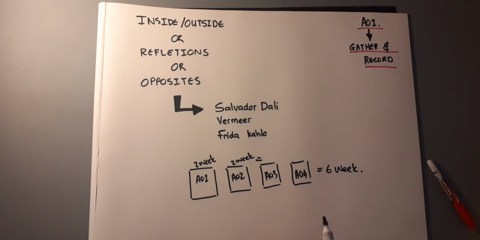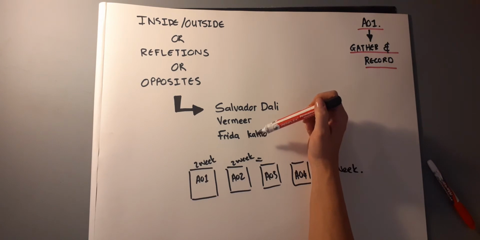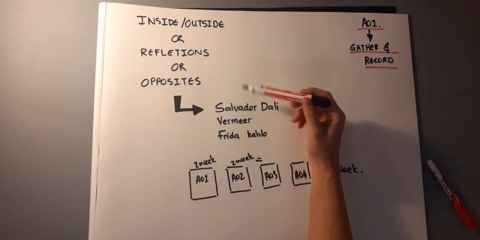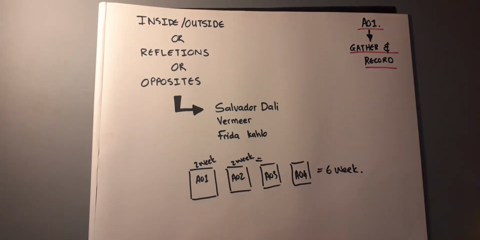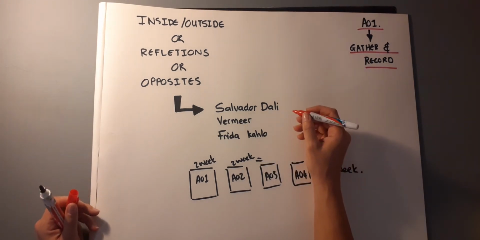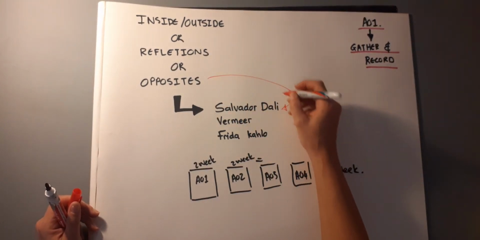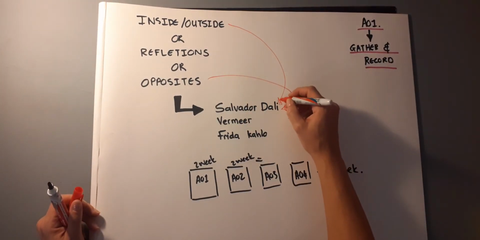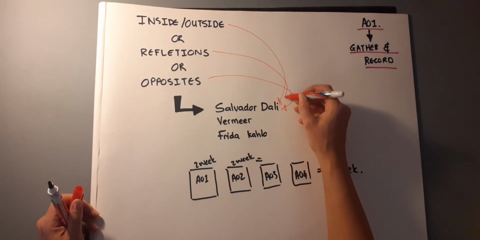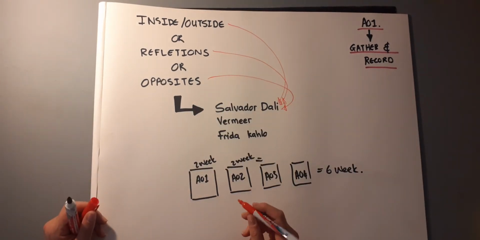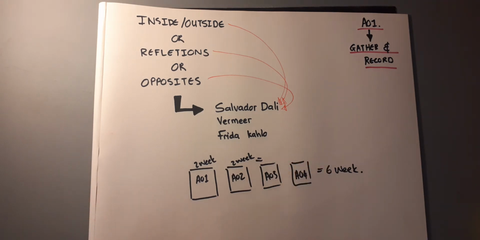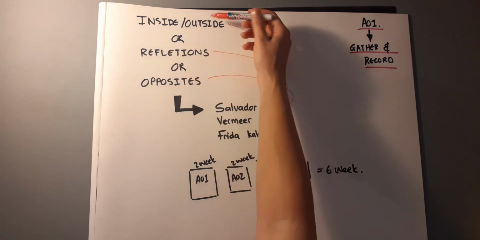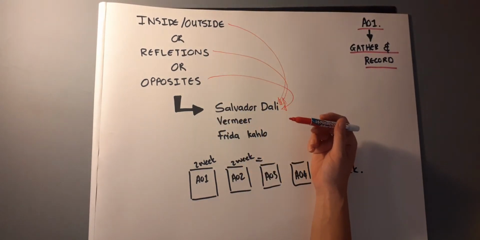Okay, so inside, outside. Every single one of these topics can be linked to an artist. Reflections can be linked to an artist, and opposites can be linked to an artist. If you look at the topic, for example, Salvador Dali works a lot with the idea of opposites as well as inside, outside. In fact, you can even link his work to reflections. If you think about a painting like Metamorphosis of Narcissus, every single one of these artists can be quite possibly linked to every single one of these topics.